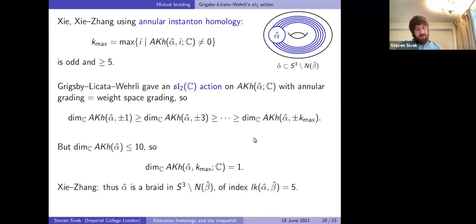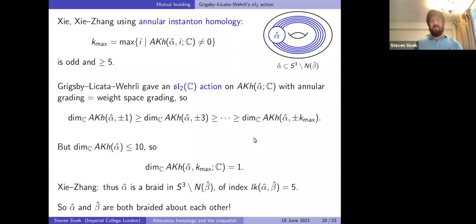And we know, again, by work of Xie and Zhang, that this means alpha hat, this thing we're looking at here, has to actually be not just a knot in the solid torus, but the closure of a braid in the solid torus. And when we know it's the closure of a braid, we know it's actually a 5 braid. It's just determined by the linking number. So this is the part where instanton homology becomes really useful, in that it detects braids in the solid torus. And we really needed this full SL2 action to get that. So alpha hat and beta hat are both braided about each other.